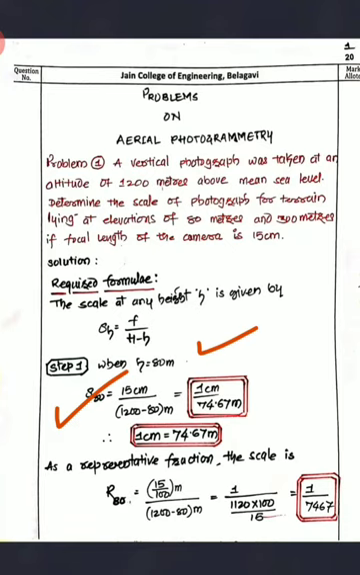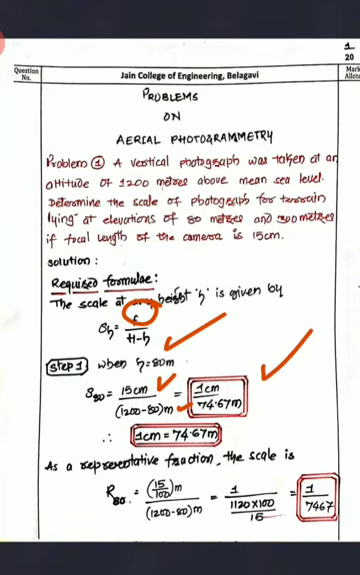There is a difference between the scale and the representative factor. When you have a scale, you should have different units. Whatever unit the focal length is in, that unit you have to take, and the remaining dimensions will be of that same unit. Here it is 15 centimeter, and below that it is 1200 minus 80 meters. So it is going to be 1 centimeter divided by 74.67 meters.